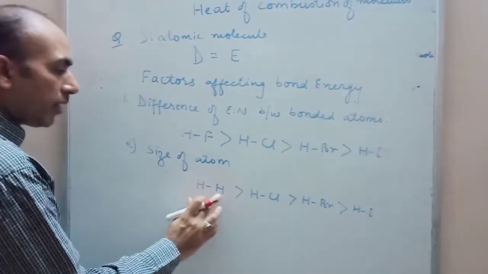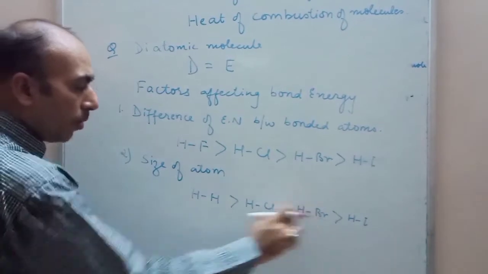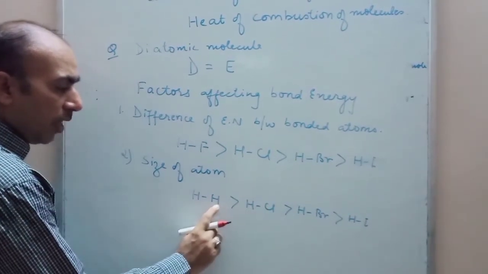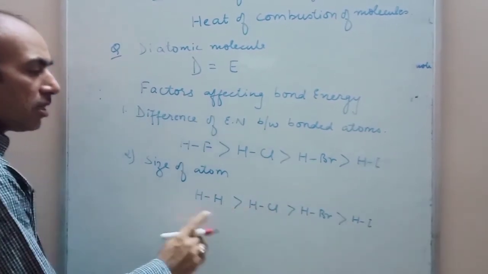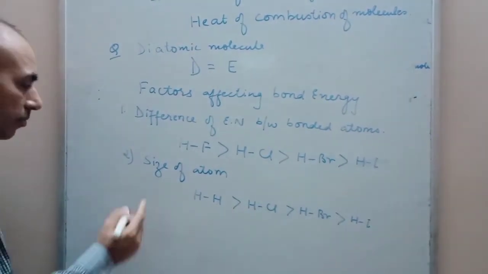Here we have taken two small atoms, HH. H is being common in all of them, and here we are changing H to Cl, then Br, the size is increasing. As the size increases, the bond energy is decreasing.